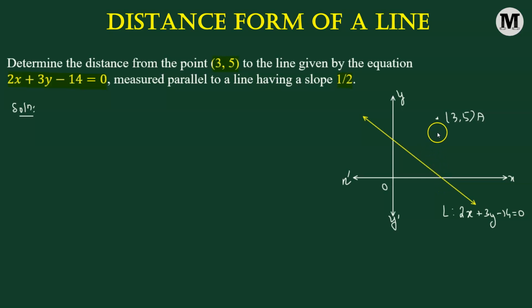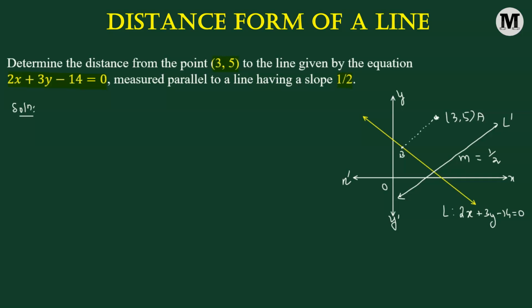But then we also have to make sure that the distance that we measure must be parallel to another line which is going to have a slope of 1/2. So let's say this is the line L prime, and the slope of this line is given to us. So the slope equals 1/2. That means we're going to draw a line from the point A to the original line L. Let's say it meets the line L at the point B. So our goal will be to determine the distance AB such that this line segment AB is parallel to the line L prime whose slope is given to us.